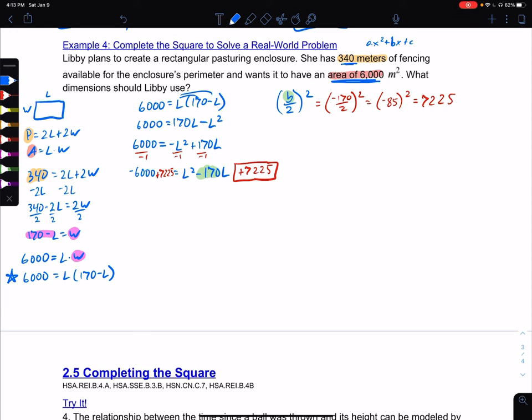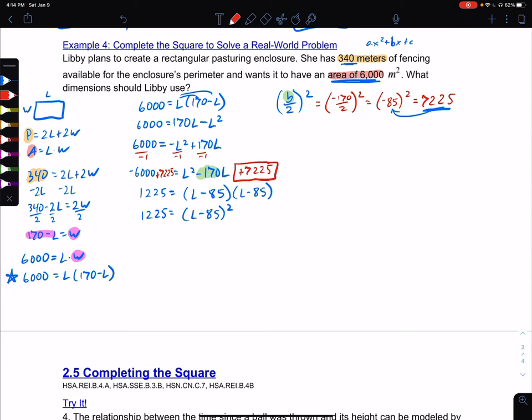The negative 6,000 plus 7,225 is going to give us 1,225. And then if I factor this, I kind of cheat here. 7,225 came from negative 85 squared. So that means I can use 85 as that term in there, and then we're going to square that. Or actually, let's write that twice. Let's not take any shortcuts. And now I can write that as L minus 85 squared.